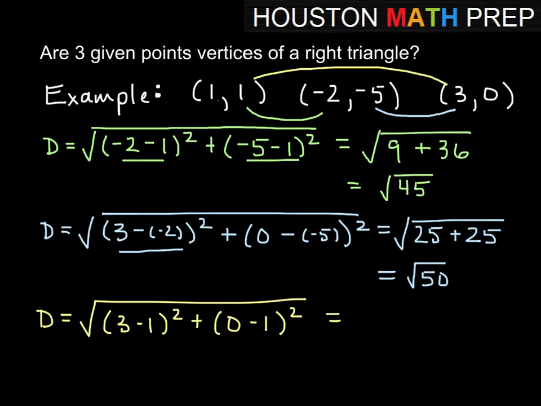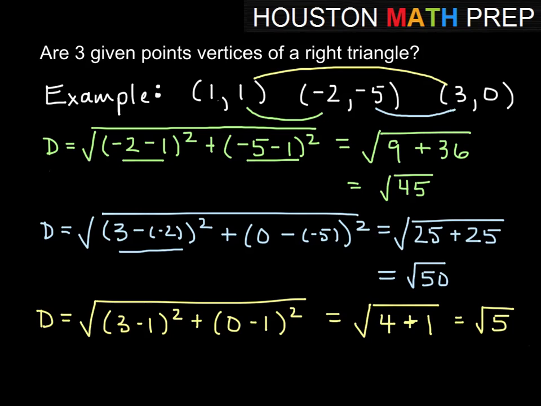Alright, easy math here. 3 minus 1 is 2. Take the square of 2 and we get 4. And then 0 minus 1 is -1, square that and we get 1. So 4 plus 1 gives us the square root of 5. So we have our 3 distances. And now we say, well, which one's the longest?